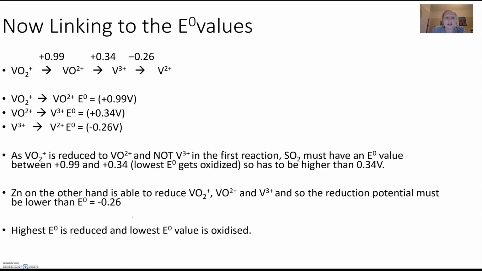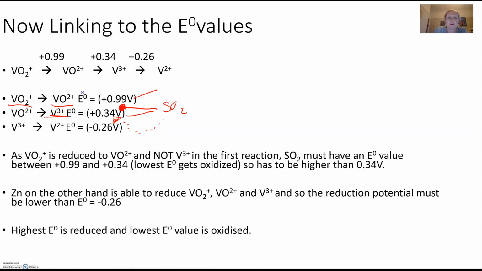So we've got to rank these reduction potentials a little bit. Effectively we know because VO2 plus was reduced to VO2 plus and not V3 plus, it didn't continue to V3 plus in the first titration. So that means that SO2 has to have an E0 value in between these two here, so that the reduction stopped here. Because if SO2 had an E0 value below this one, that means that both of these reactions with vanadium, this one and this one, would produce a positive cell potential. And so you would end up with V3 plus being produced.